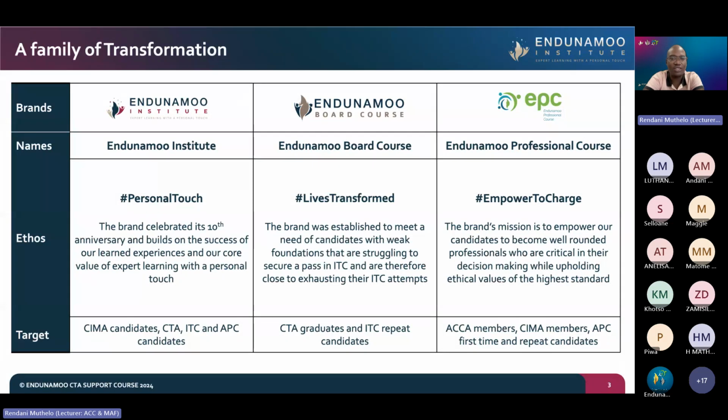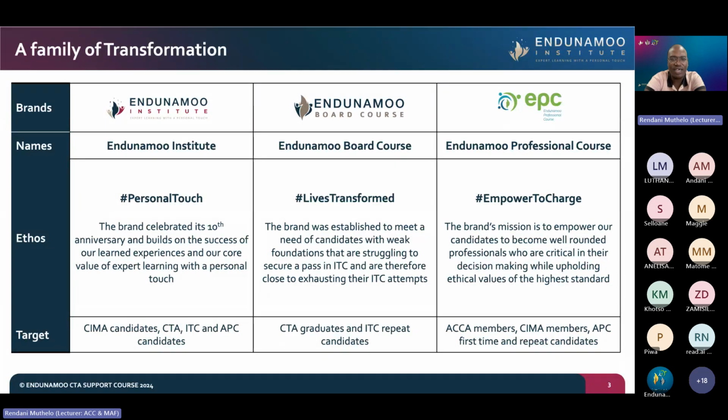Then we've got the board course, which is the one that will administer the AIC going forward. And lastly, we've got our SAICA accredited as well as ICAS accredited APC professional program. When we joined each other last time, the program was only accredited by SAICA, but now it has stepped up, and we are now fully accredited by the Institute of Chartered Accountants of Zimbabwe.